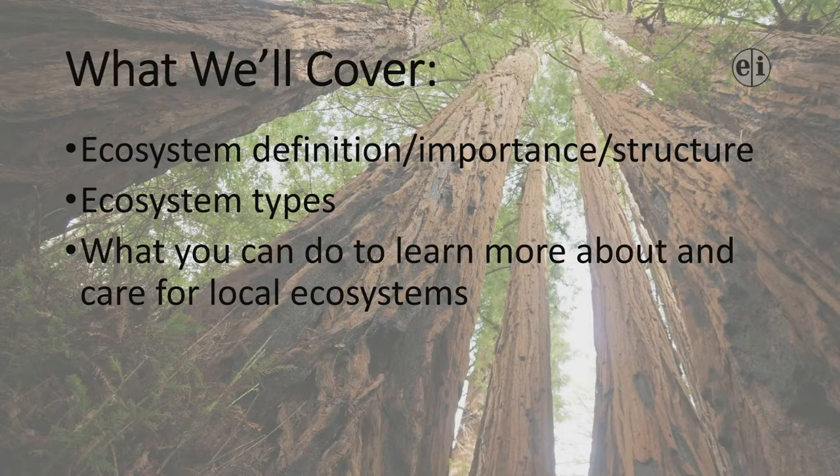Let's move on to this. First, let's talk about what we'll cover before we actually get to it. So we're going to take a look at the definition, importance, and structure of an ecosystem. And then what types of ecosystems do we have? And then what can you do to learn more about and care for local ecosystems, which is really cool because you can actually get outside and do a lot of stuff.